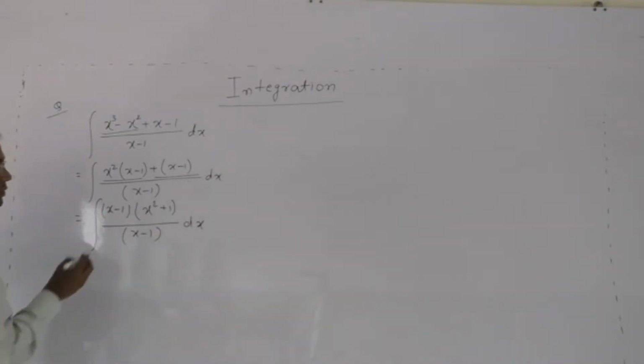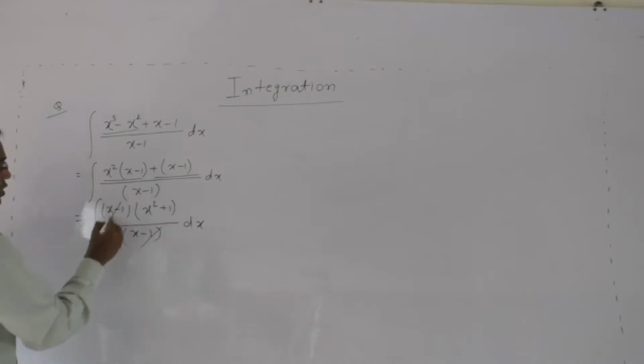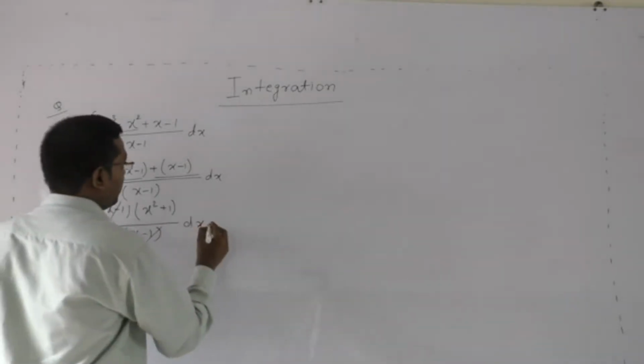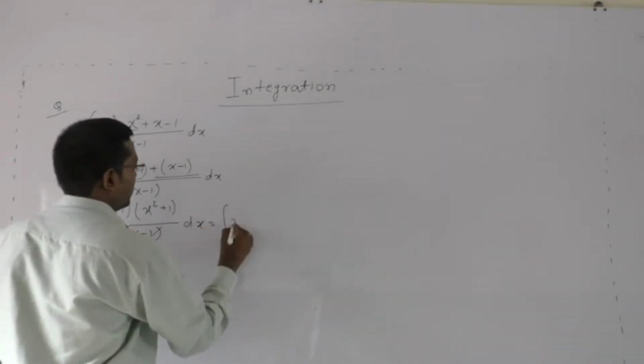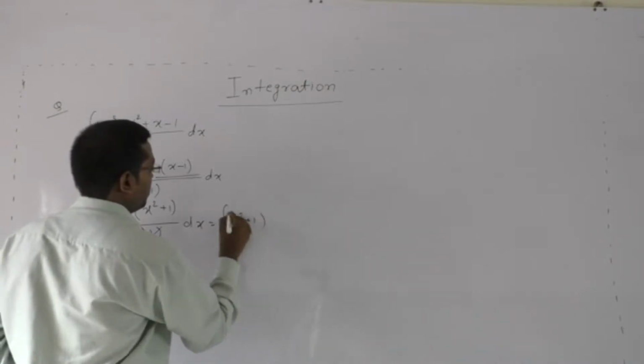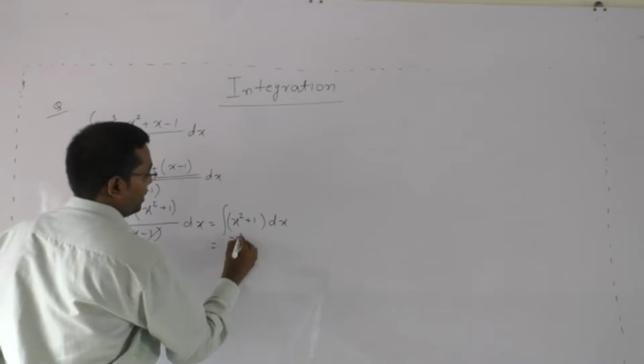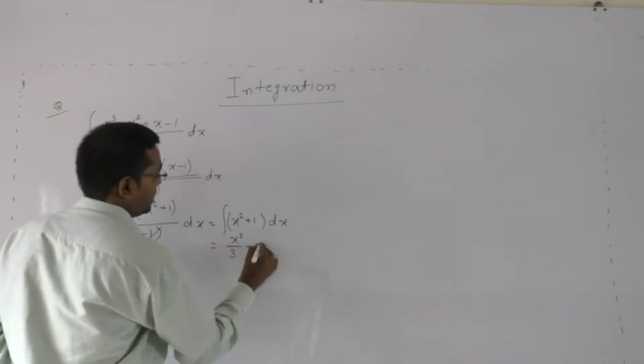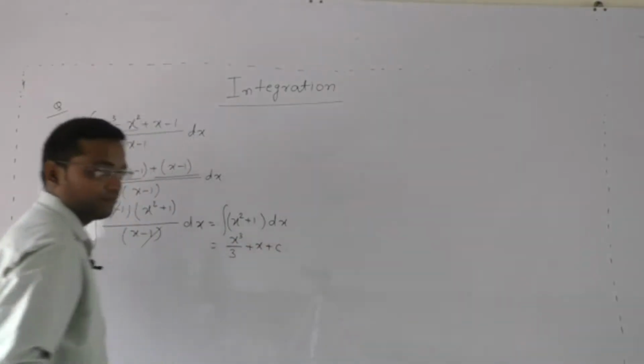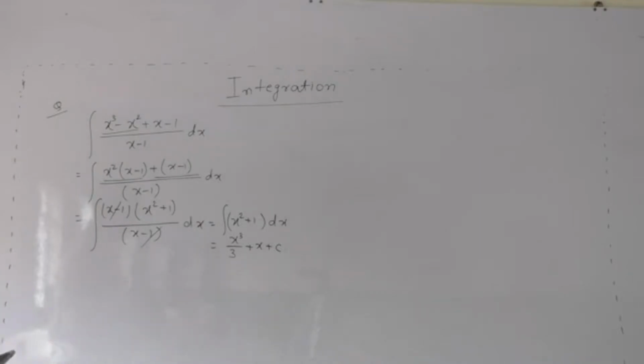Now in the numerator we have x minus 1, in the denominator we have x minus 1, we can cancel it out and we will get integration of x square plus 1 dx. And this is very easy to integrate. Applying the standard formula, we will get our integration like this. Okay, let's see next question.